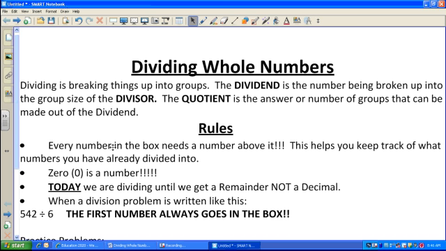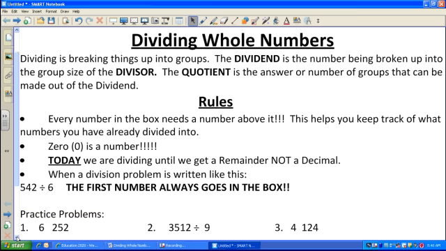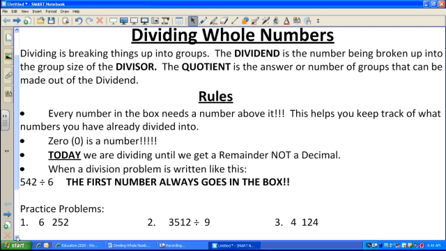The rules I have listed below say every number in the box needs a number above it. This helps you keep track of what numbers you have already divided into, which some students do forget. 0 is a number, so if it divides into it 0 times or makes 0 groups, you still need to reflect that 0. Today in this worksheet, we are going to be dividing until we get a remainder, not a decimal.